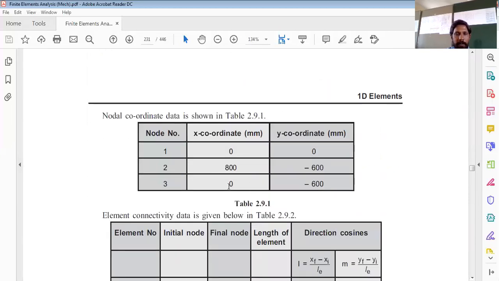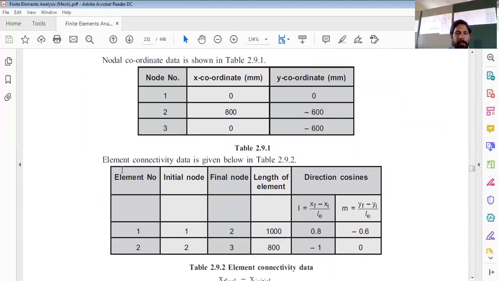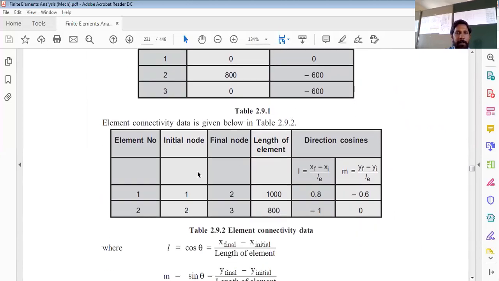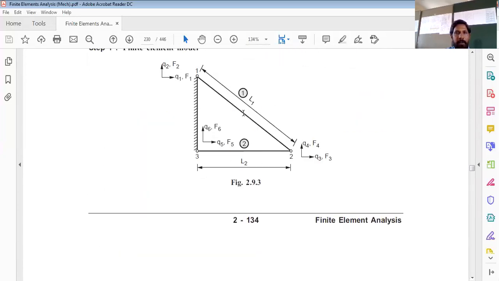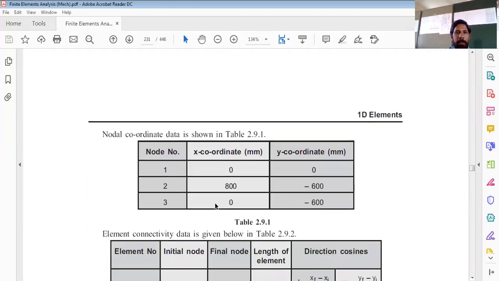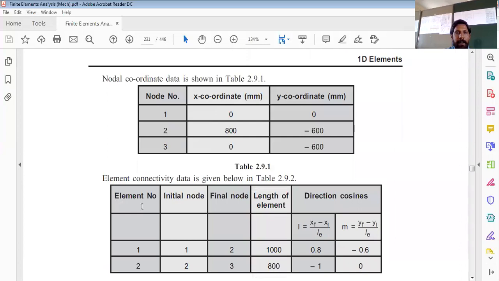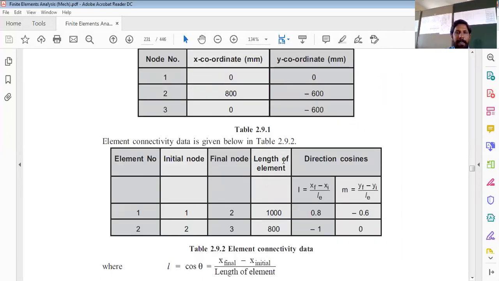So the coordinates of node 3 will be 0 and minus 600. In addition to this, we have to form the element connectivity table. Here, as the continuum consists of two elements, element 1 and element 2, we have to get the data in terms of element number. For that particular element, what is the initial node and final node, and then we have to write here the length of that particular element, and direction cosines in terms of L and M.